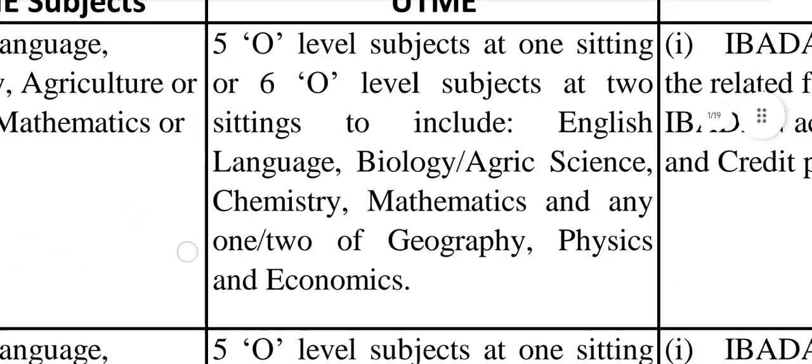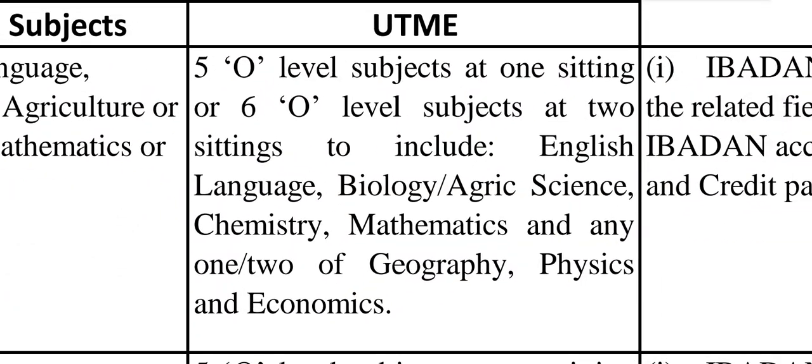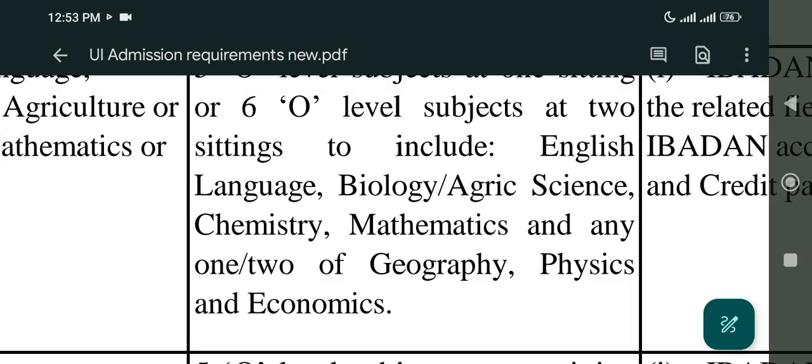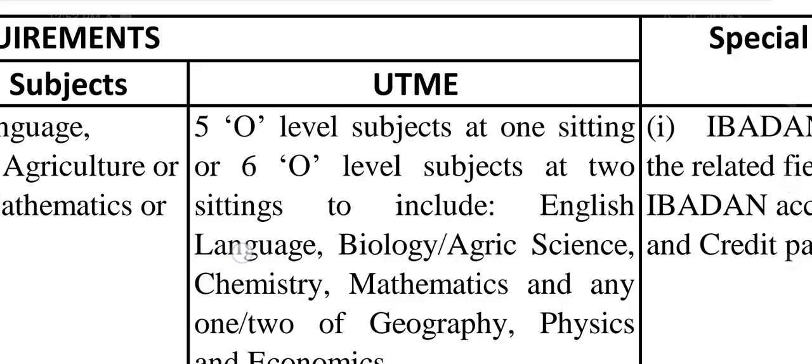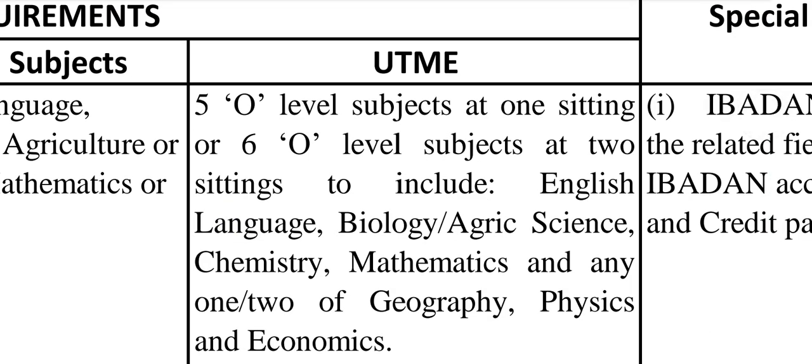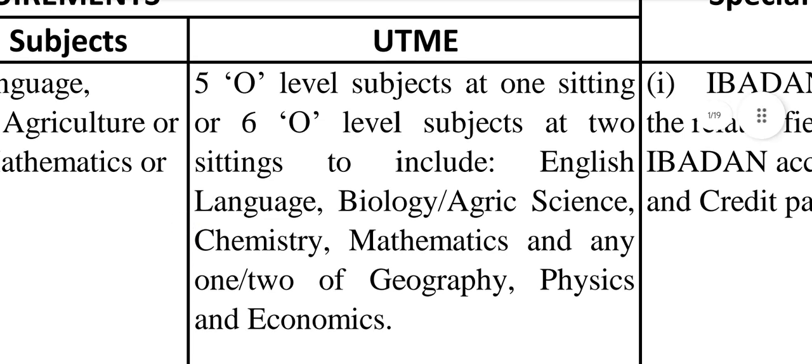And under the O level section, this 5 O level subjects as it is written here, or 6 O level subjects, means that you can use 2 sittings. That is, you can combine results, either WAEC and WAEC, WAEC and NECO, NECO and WAEC, NECO and NECO. You can combine it. So that's the implication of 5 O level subjects or 6 O level subjects.